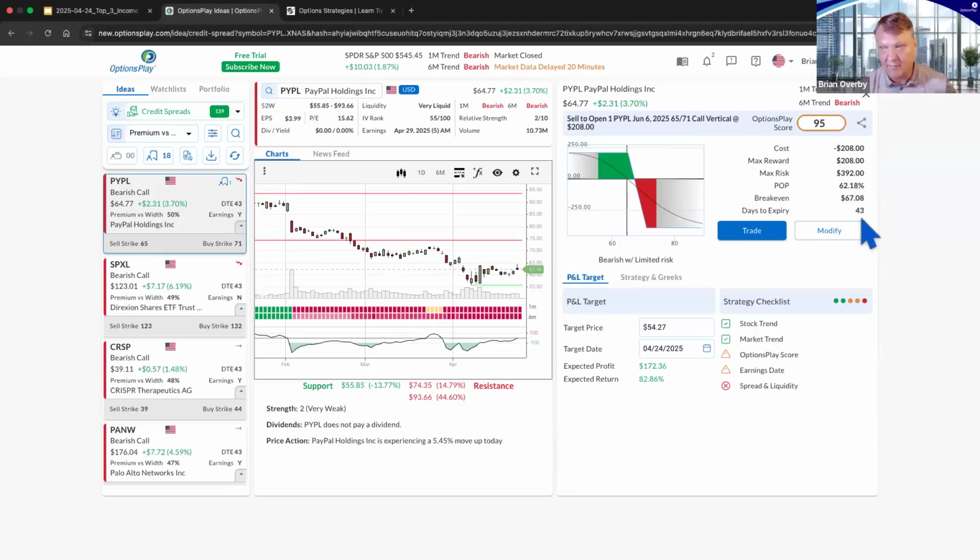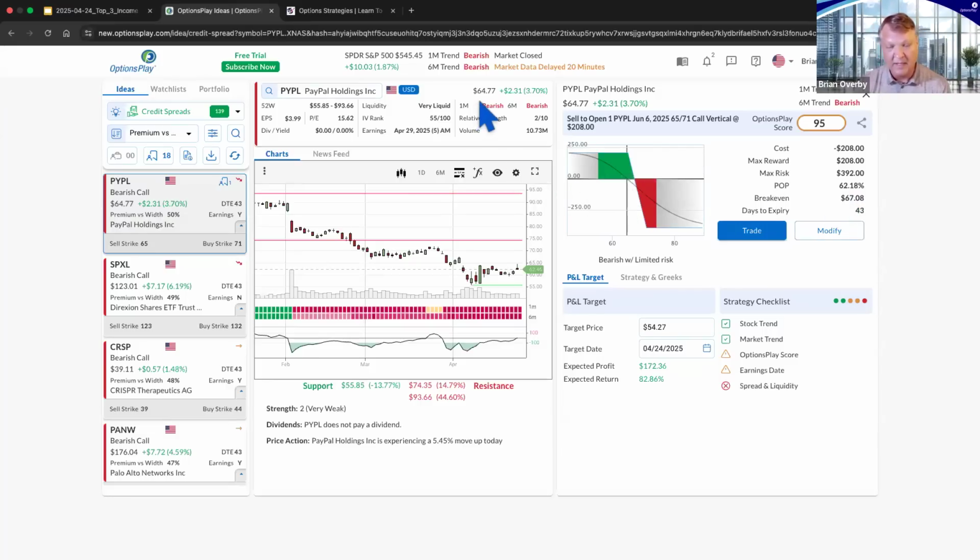We're looking to sell to open one PayPal June call vertical, notice it's going to highlight 43 days out, and bring in $2.08 or $208. So we're going 6 points wide. It's going to be right at 33%. 208 divided by 6, we're looking at 35% of the width between the spreads. Shows us where our break even is at, right?